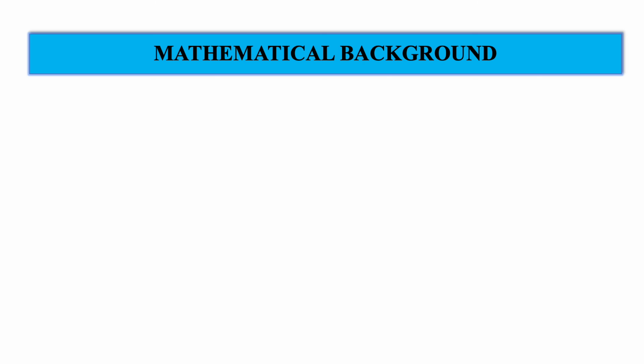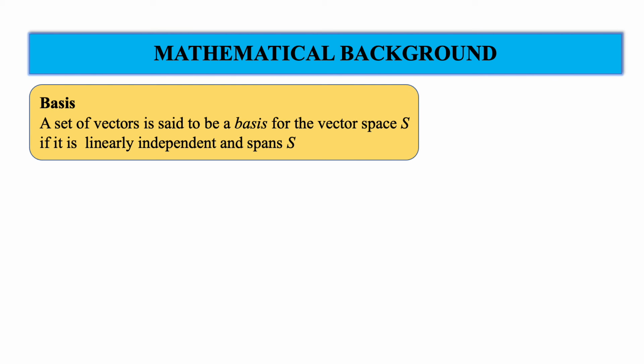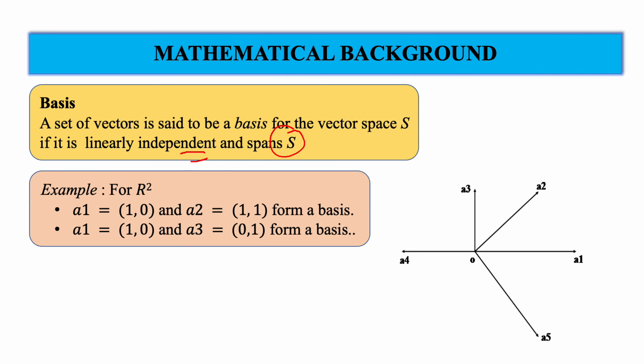Now a set of vectors is said to be a basis for a vector space if they are linearly independent and span that set S. So if you look at the previous example, A1 and A2 are linearly independent, and if A1 and A2 also span the space S, that means any vector x in the two-dimensional space can be written as a linear combination of A1 and A2, and they turn out to be a basis for the space. You will see that A1 and A2 form a basis.